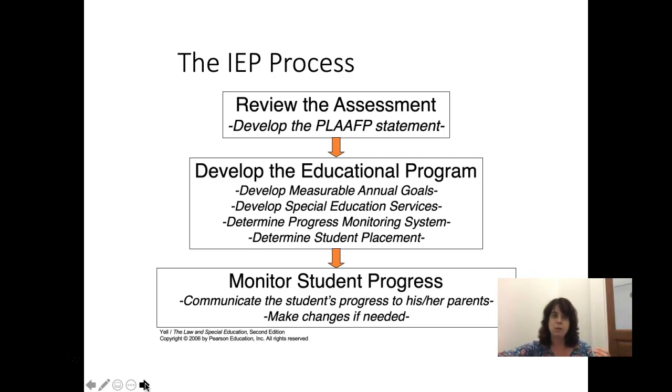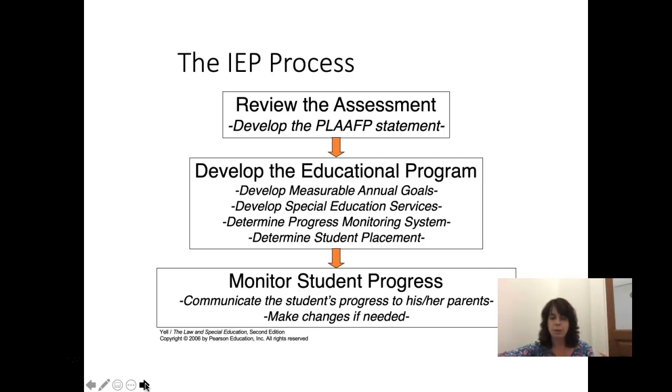So after you do that, you're then going to develop this educational program that is specific to that student. You're going to develop these measurable, annual goals. And then once you develop those annual goals, and those are going to be SMART goals, we'll talk about that in a minute, you're then going to develop what that special education services plan is going to be for that student. So first you're going to have a baseline based on this evaluation. Then you're going to develop goals. Then you're going to figure out what the special education services are. You're going to figure out how you're going to monitor those goals. How are you going to report progress towards those goals to parents? How are you going to report that to the rest of the team? And then you're going to determine student placement. So this is really important. You're going to determine student placement after you're done with all those other steps.